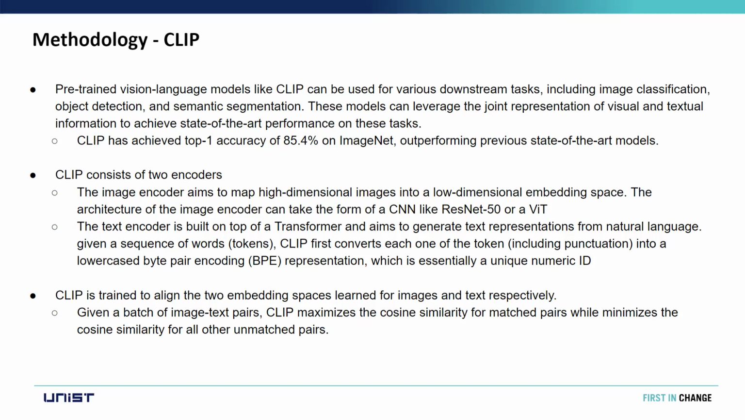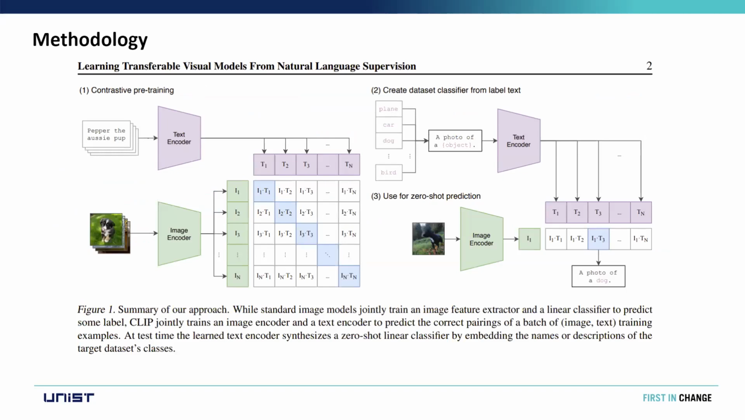Also, CLIP is trained to align the two embedding spaces learned for image and text respectively. So the idea of the training in CLIP is that it maximizes cosine similarity between the matched pairs, the text and image features, and also minimizes the cosine similarity for all other unmatched pairs. Here is the overview of the CLIP architecture. They have contrastive pre-training, and then they use zero-shot prediction to do detection, segmentation, or any other task.